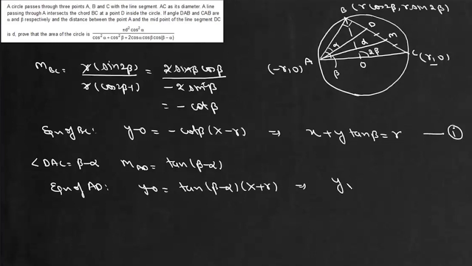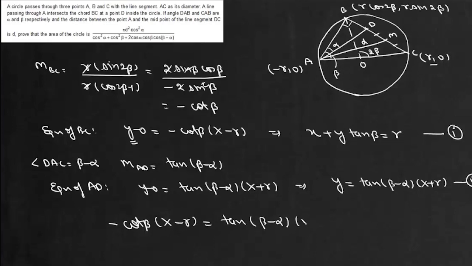This is y equals tan(beta minus alpha) into x plus r, and that's our second equation. Now we'll solve these two equations to find this point D. So we'll put the value of y here. Now y is minus cot beta (x minus r), and this will be equal to tan(beta minus alpha) into x plus r.